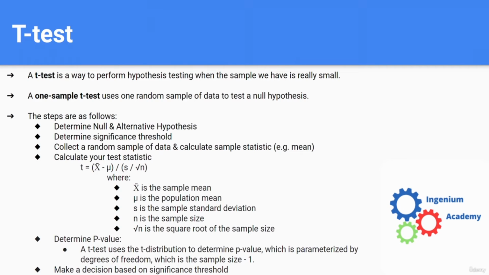First, we need to determine what is our null hypothesis. What is our alternative hypothesis? You know, if our null is that the mean height of people in the population is 165 centimeters, then our alternative hypothesis could be that it's not equal to 165 centimeters. It could be that it's less than or greater than. And then from there, we need to determine a significance threshold. Now we need to then collect our random sample, calculate our sample statistic, which is the mean in our case, and then calculate your t-statistic, which we've already gone through.